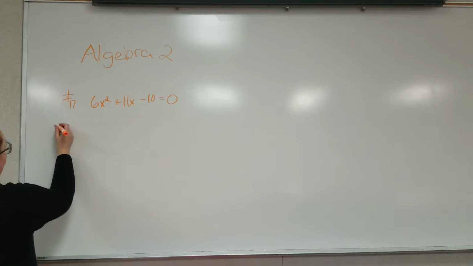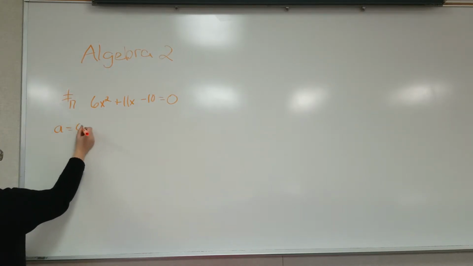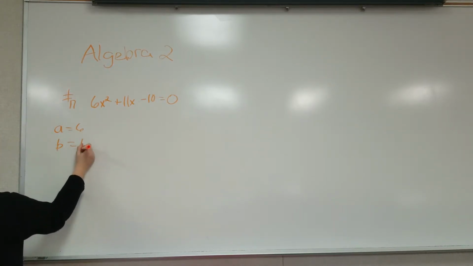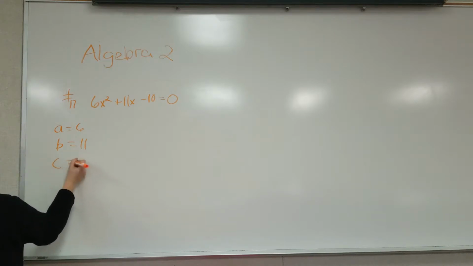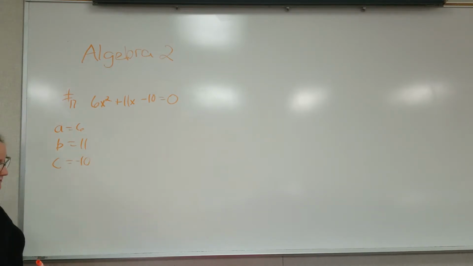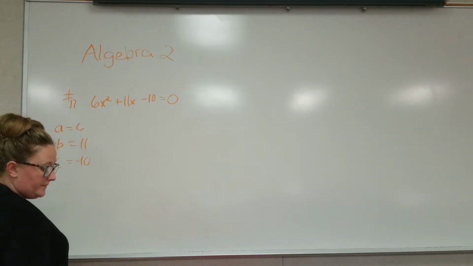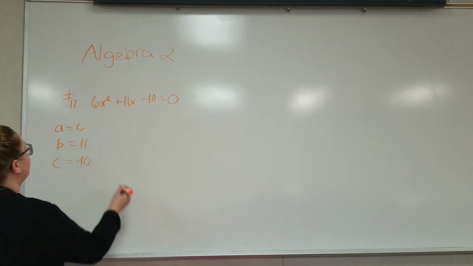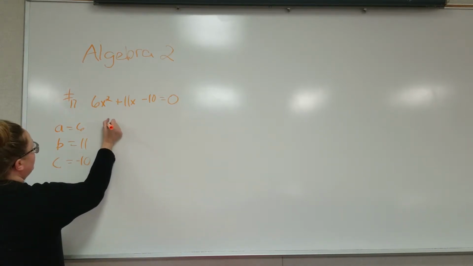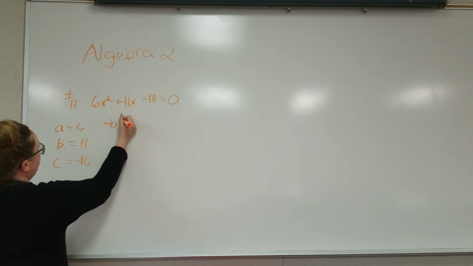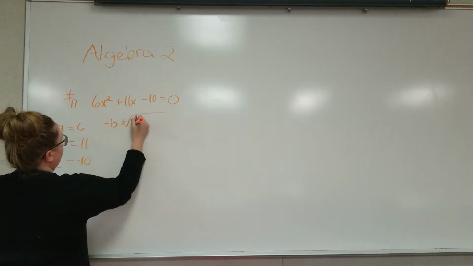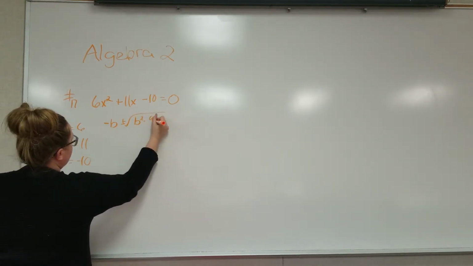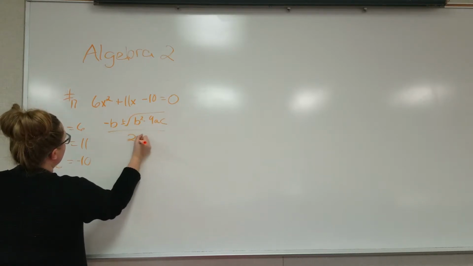All right, so I'm going to choose the quadratic formula. I think it's pretty simple. So A in this equation is 6, B in this equation is 11, and C is negative 10. All right, so you just got to set up your quadratic equation. So negative B, right? The equation, we'll remind ourselves, negative B plus or minus the square root of B squared minus 4 times A times C over 2 times A.